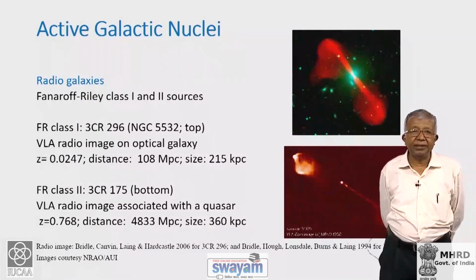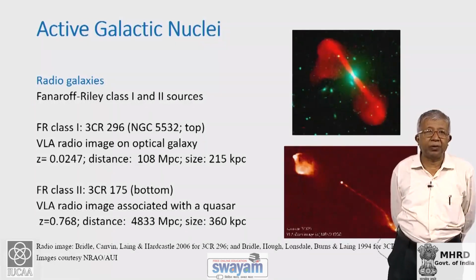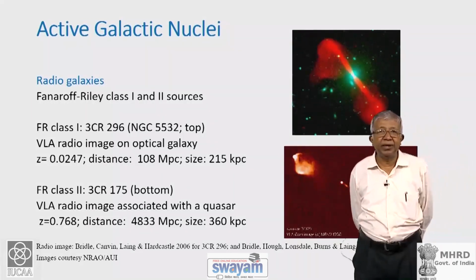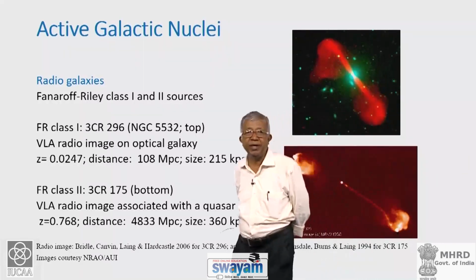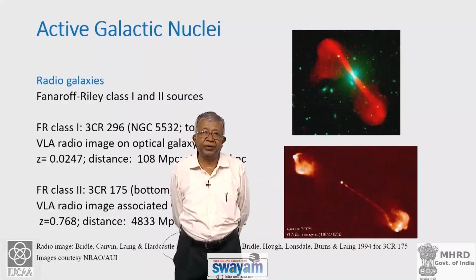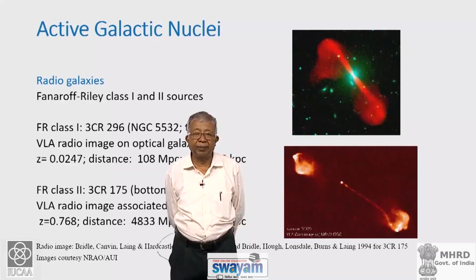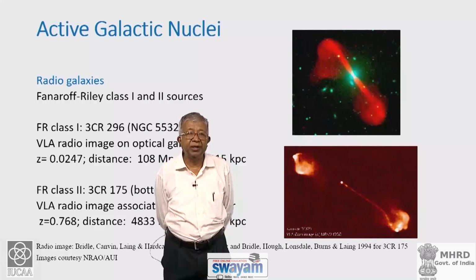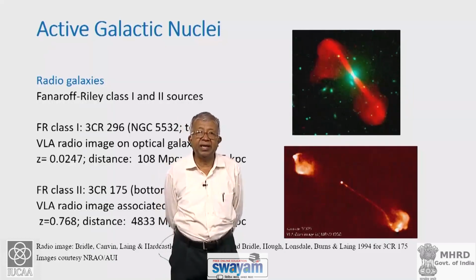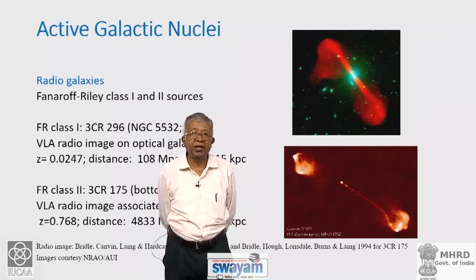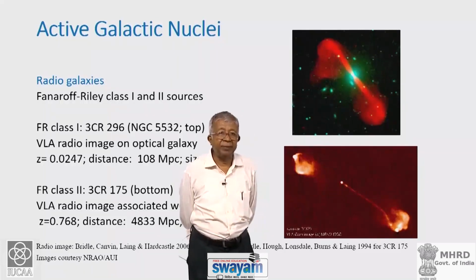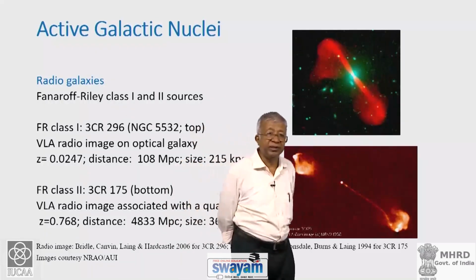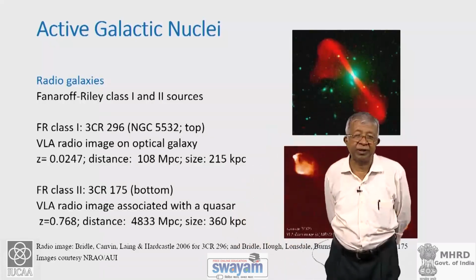Now, just to highlight the distinction between FR class 1 and FR class 2 objects, here are two more images. First is a radio galaxy, 3CR 296, and you can see the symmetric jets and plumes of emission. At the bottom right is a quasar, which we haven't introduced as yet, but it has an FR class 2 radio structure with a bright core, a one-sided radio jet, and bright hotspots at the outer edges. You can see how well collimated the jet remains over distances of over 100 kiloparsec or so.